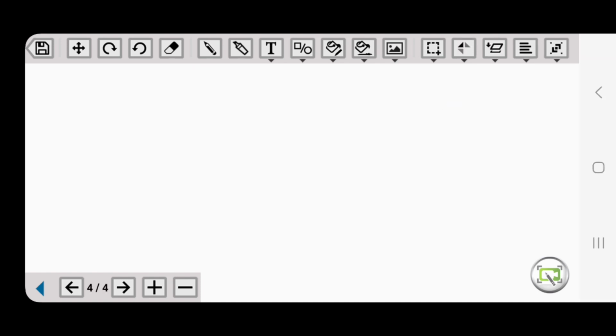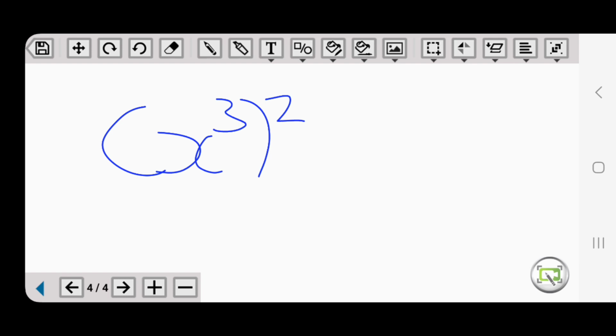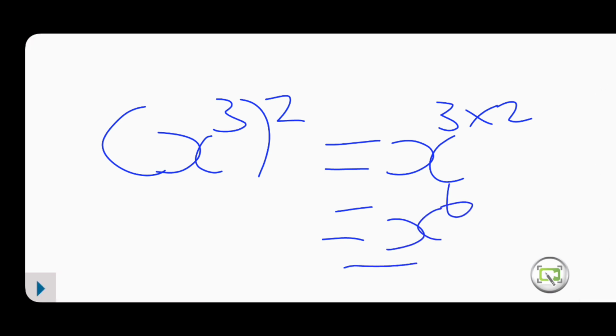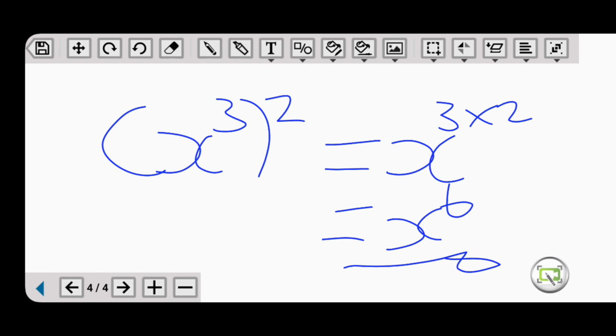Next one, if we do have brackets, one exponent inside and the other one on the outside, then we write the x down and we say 3 times 2 because of the brackets. Therefore, x will be equal to the power of 6.